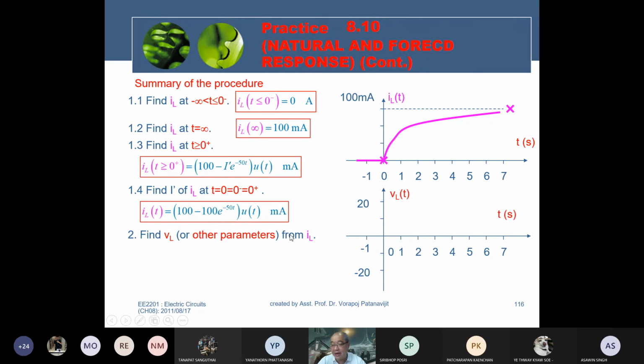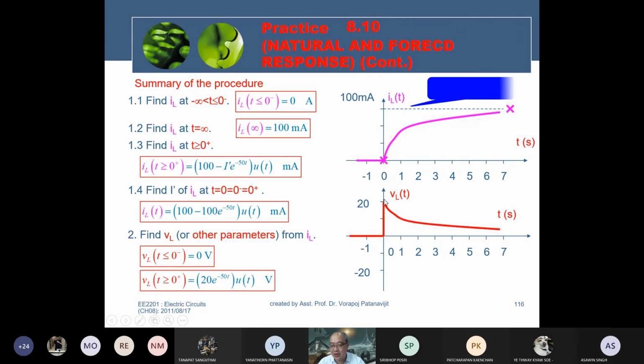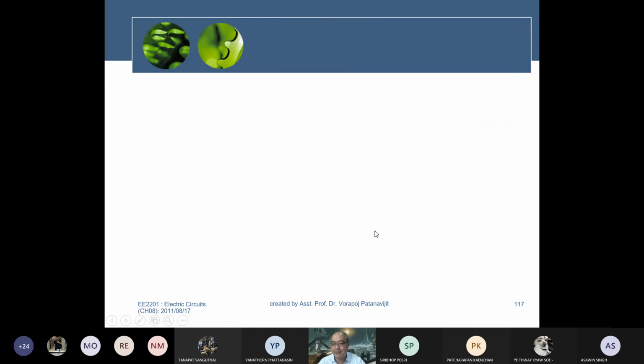For the inductor voltage, for time less than 0, the current is fixed, it's constant, and the derivative of a constant gives you 0, so the voltage is 0 too. For time greater than 0, if you take the derivative, the voltage will jump to 20 volt and will drop soon toward infinity. As time runs, the inductor becomes fully charged. If the inductor is fully charged, it performs like a short circuit at time infinity, and the current reaches its maximum point of about 100 milliamp.